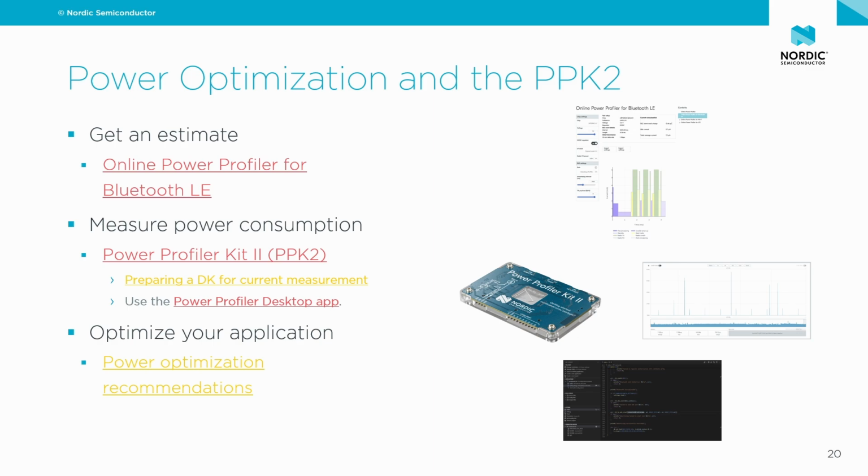And then when we reach this point where we have both an estimation of how much power our application should consume and a way to actually measure it, then we can start optimizing the application and make it more power optimized. So in this video, again, we will use the online Power Profiler, then connect the PPK as an ampere meter to the development kit, and finally make changes to our application so that it is power optimized and in line with what is expected from the online Power Profiler. All right, so then let's dig right into it.